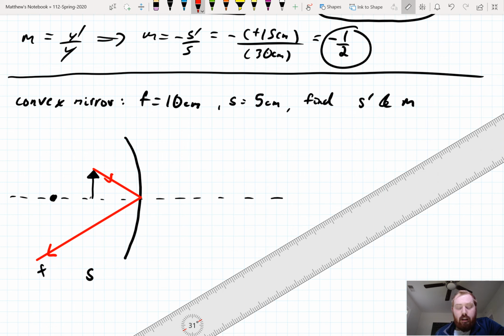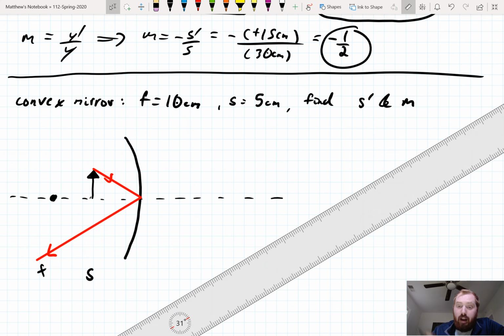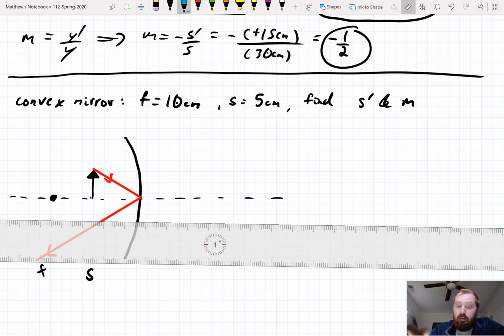Now I want to send another ray. I could go parallel to the optical axis again. Let's go with that. And I'll use a color to distinguish these two.